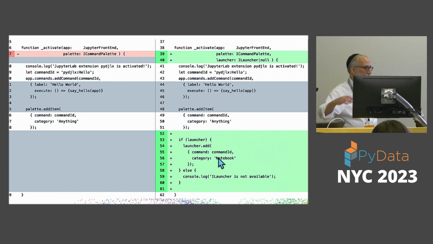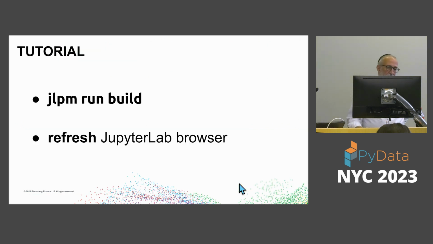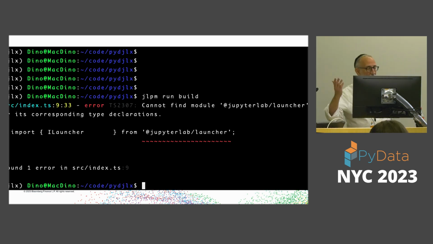I'm using the category of notebook again, just so I wanted it to be at the top of the screen so it'd be easy to see. Otherwise, if I don't have a launcher, I'm just going to write to the console, ILauncher is not available. Run the build, refresh the browser. And now when we run the build, we see an error. So here on my import, it says it can't find JupyterLab Launcher.